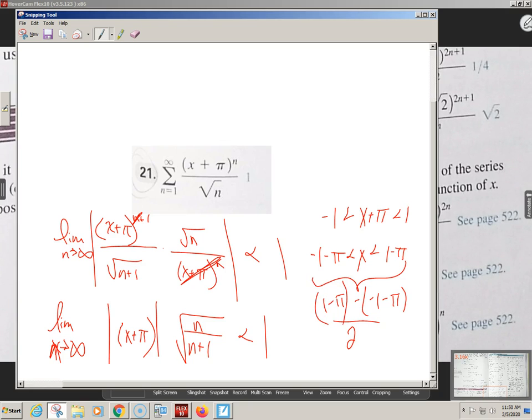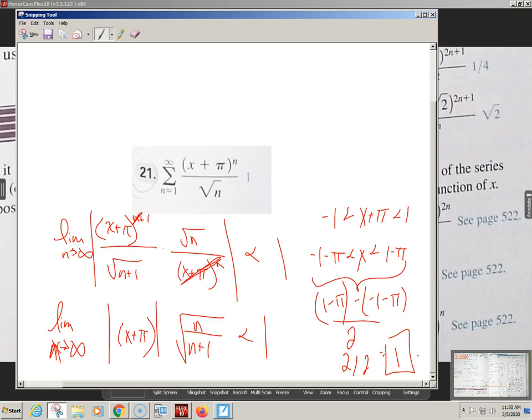I'm going to have 1 plus 1, which is 2. I'm going to have negative pi plus pi, which is 0, and 2 over 2 is 1. In these problems, once again, we just had to figure out the distance of the interval of convergence. Is that good, Patricia? Okay.